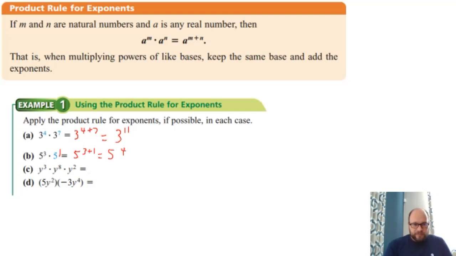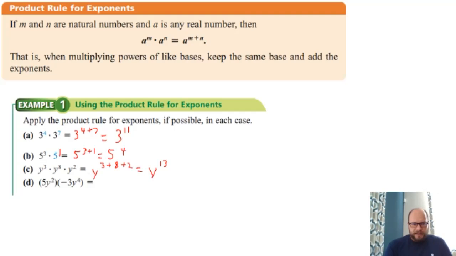On C, right, now we have variables, but again, no different. We have the same base, so they all have a y in them. So again, we're just combining those values by adding all those exponents together. So 3 plus 8 plus 2. If we add all of that up, that's 13. So y to the 13th.